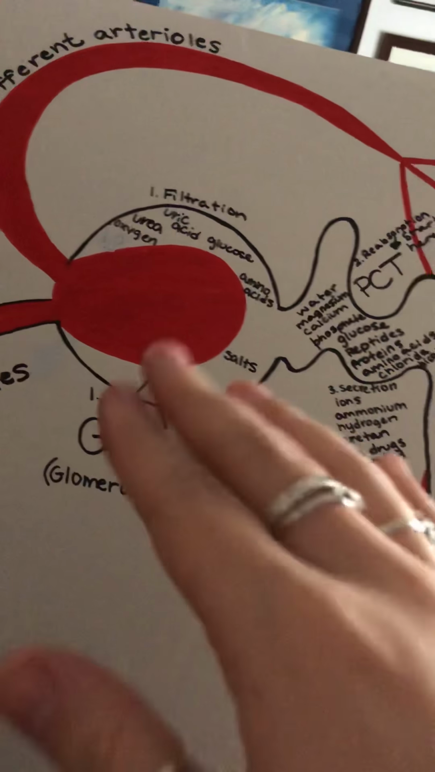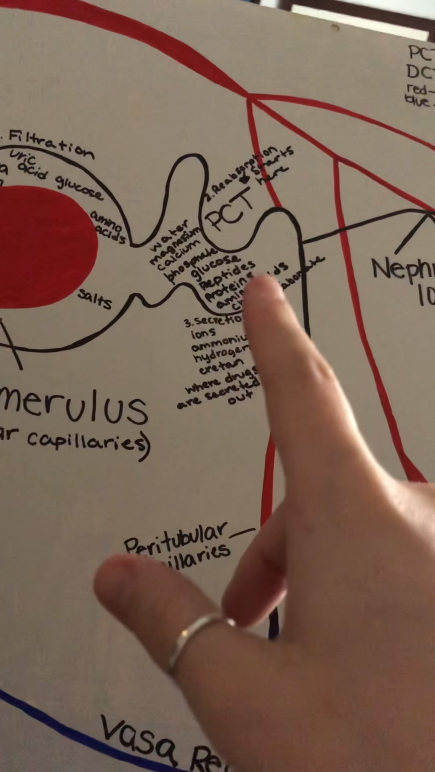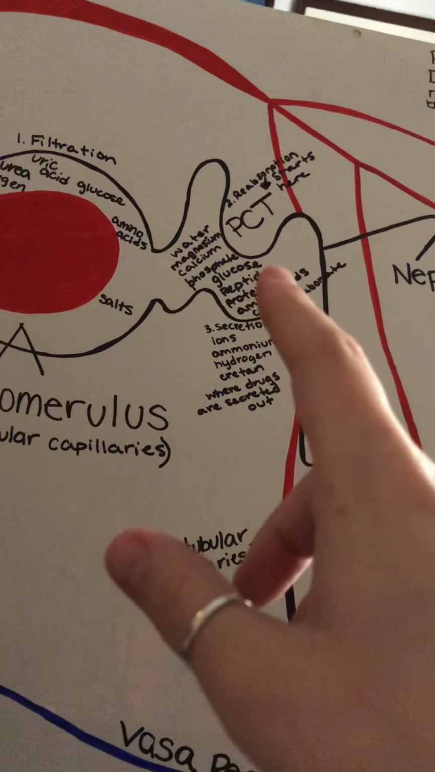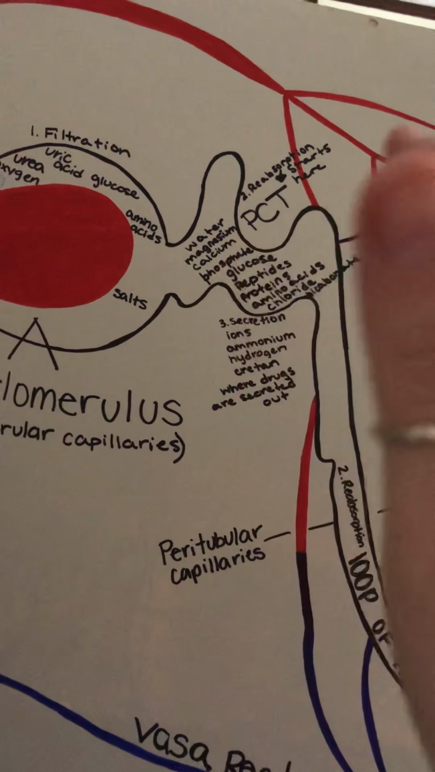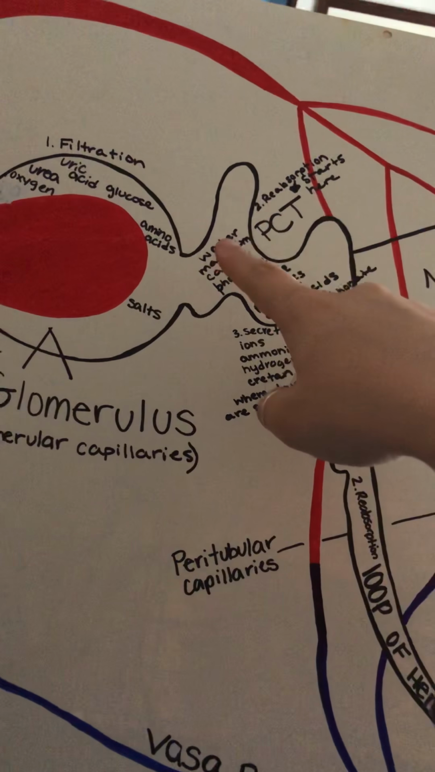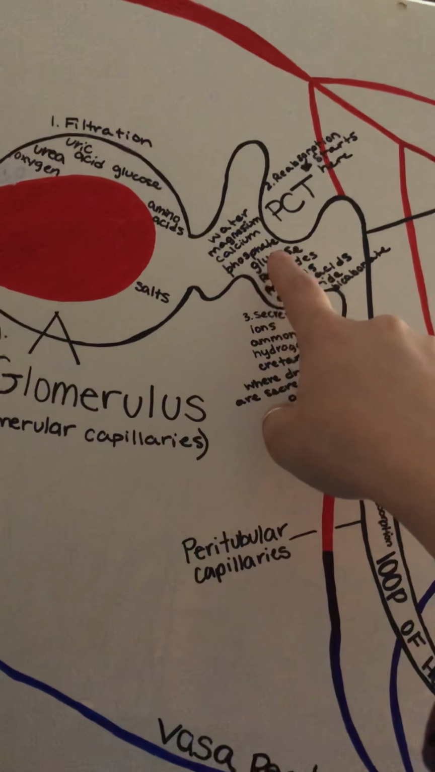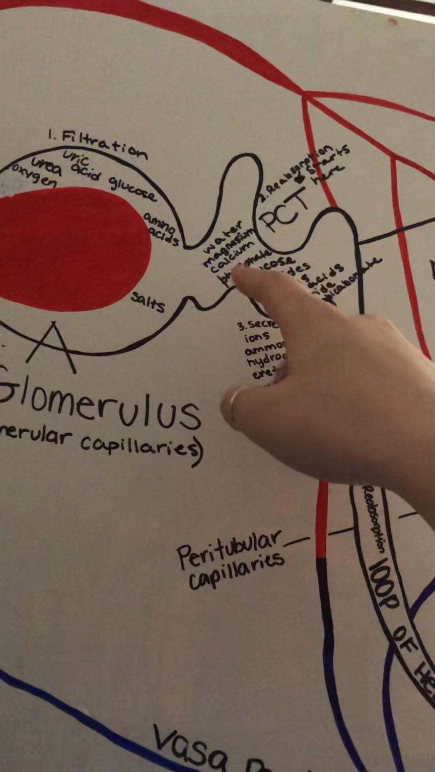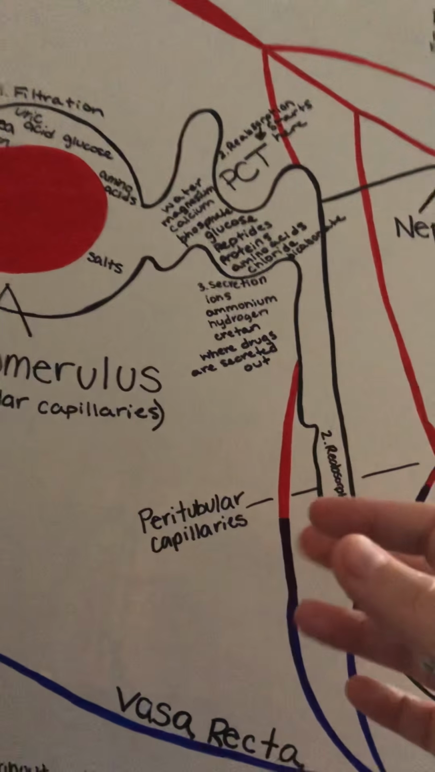From there, we go over to the PCT, the proximal convoluted tubules. And in the PCT, reabsorption will also take place here. What will be reabsorbed will include this top list here, which will be glucose, peptides, proteins, amino acids, calcium, and obviously there's a lot longer list.